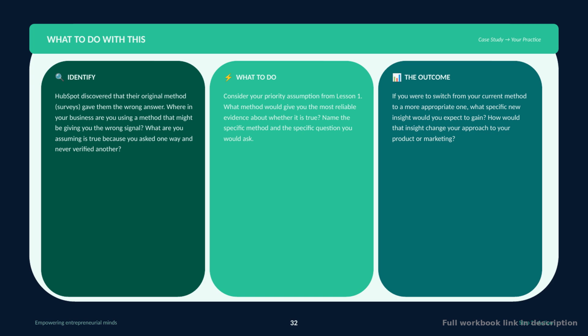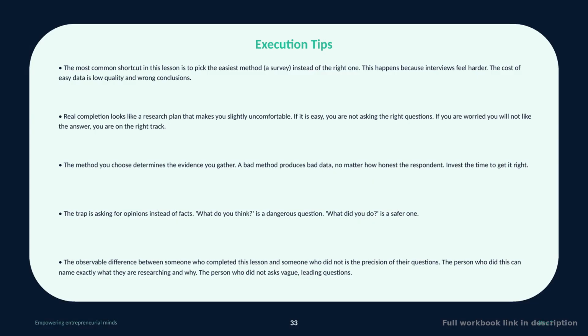Third, the outcome. If you were to switch from your current method to a more appropriate one, what specific new insight would you expect to gain? How would that insight change your approach to your product or marketing? Pause and write your answers. Here are some execution tips.